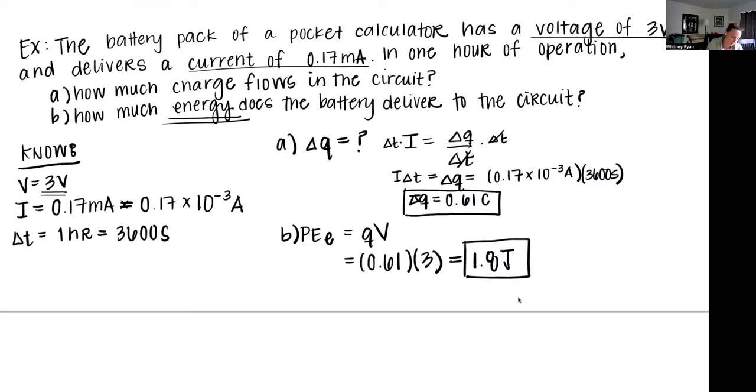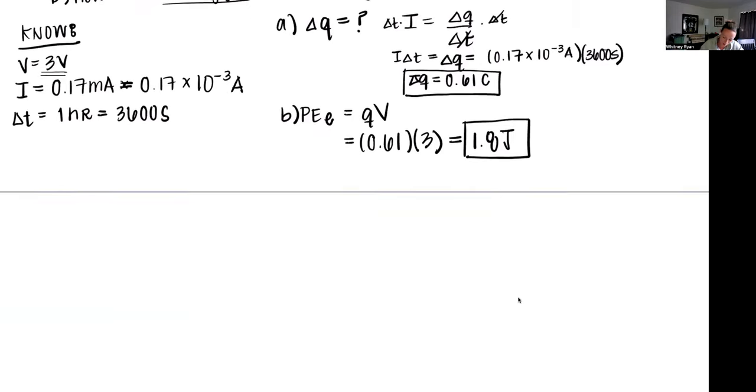So there's your first problem that has to do with circuits. And really, what we just did is define what moving charge is, which is a current. If current is moving charge, then it makes sense that the definition of current is how much charge is moving with respect to time.